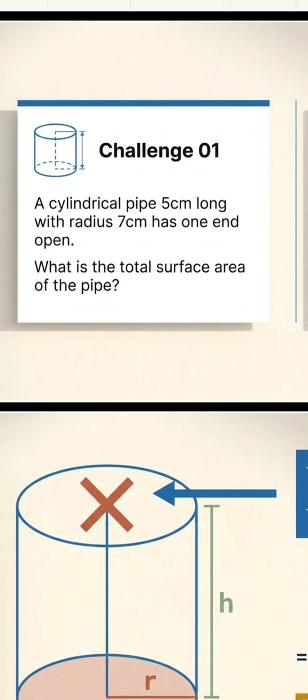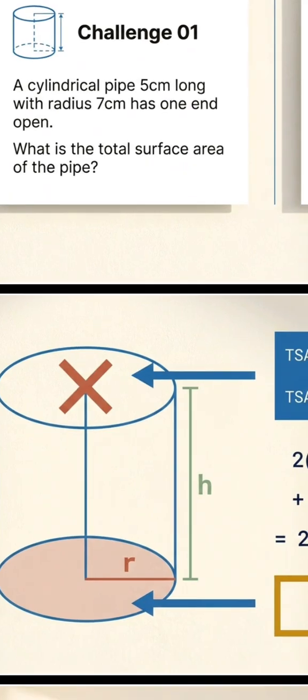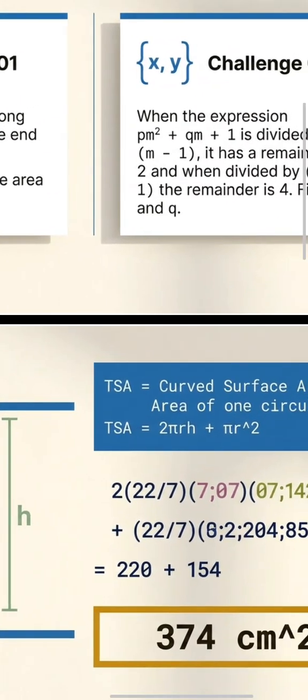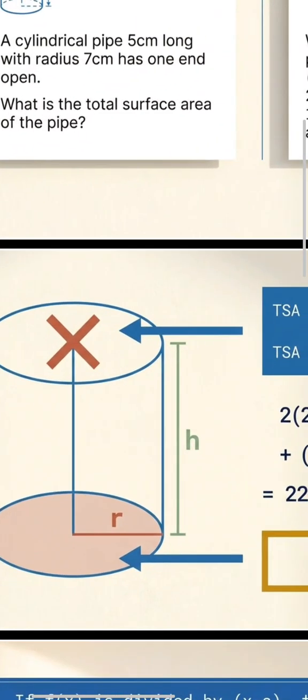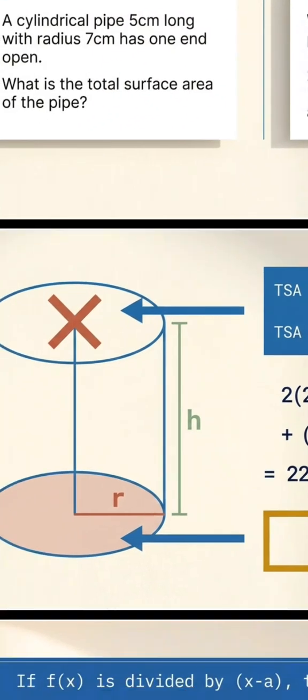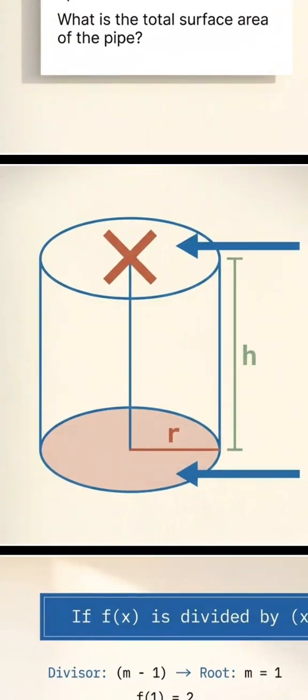A cylindrical pipe of 5 centimeter long with radius 7 centimeter has one end open. So we have to find the total surface area. Now from the question, one end is open, which means the cover lid or any of the circular surfaces is not there. We can see from the diagram that this one end has a cancel sign, which means that lid is not there.